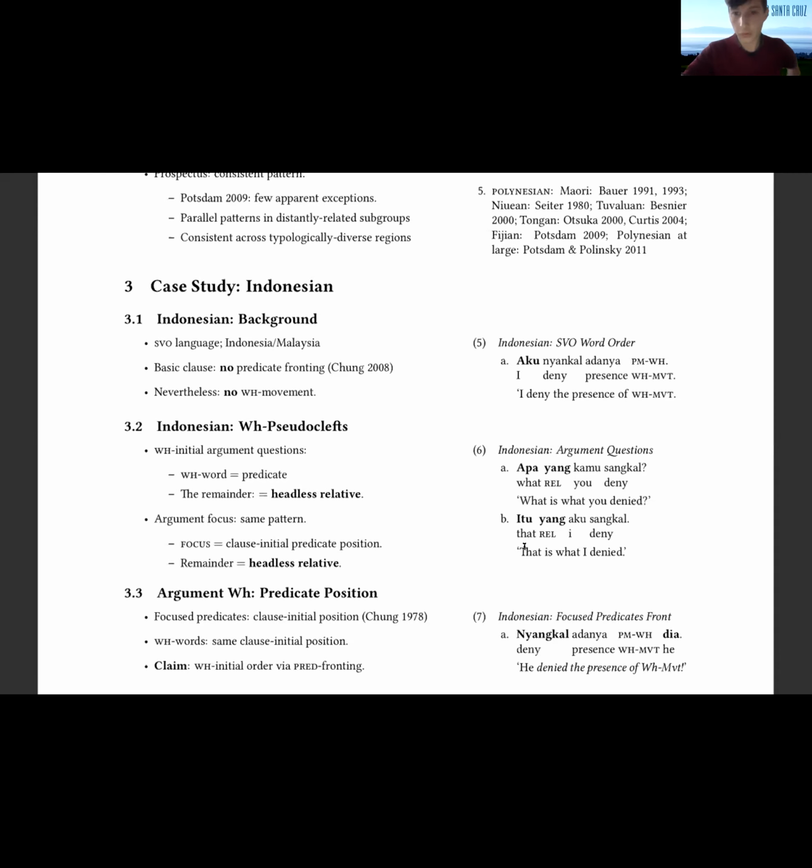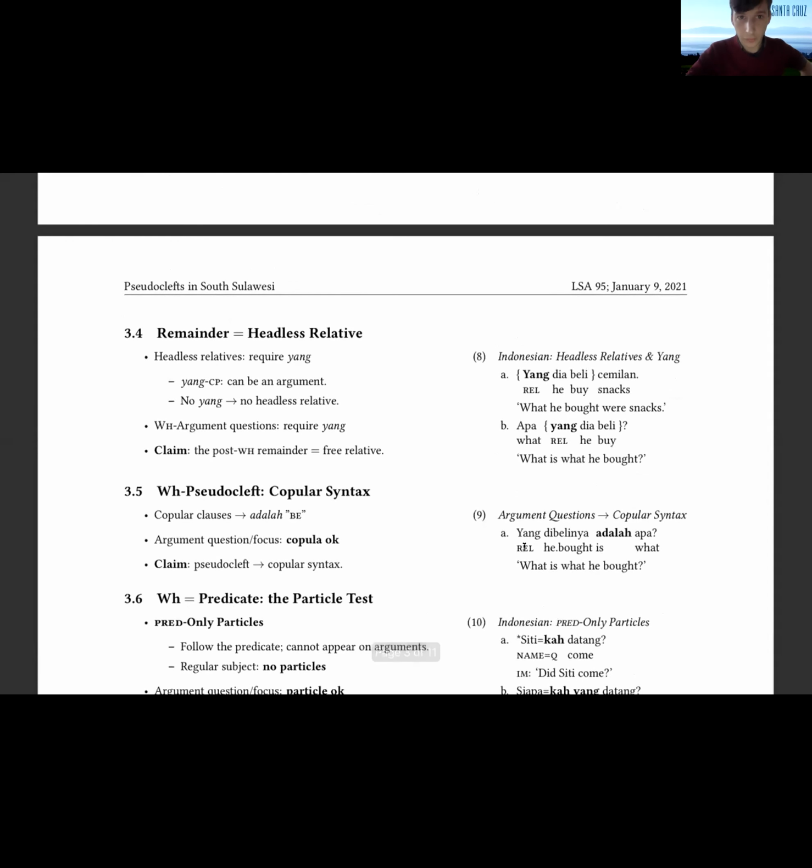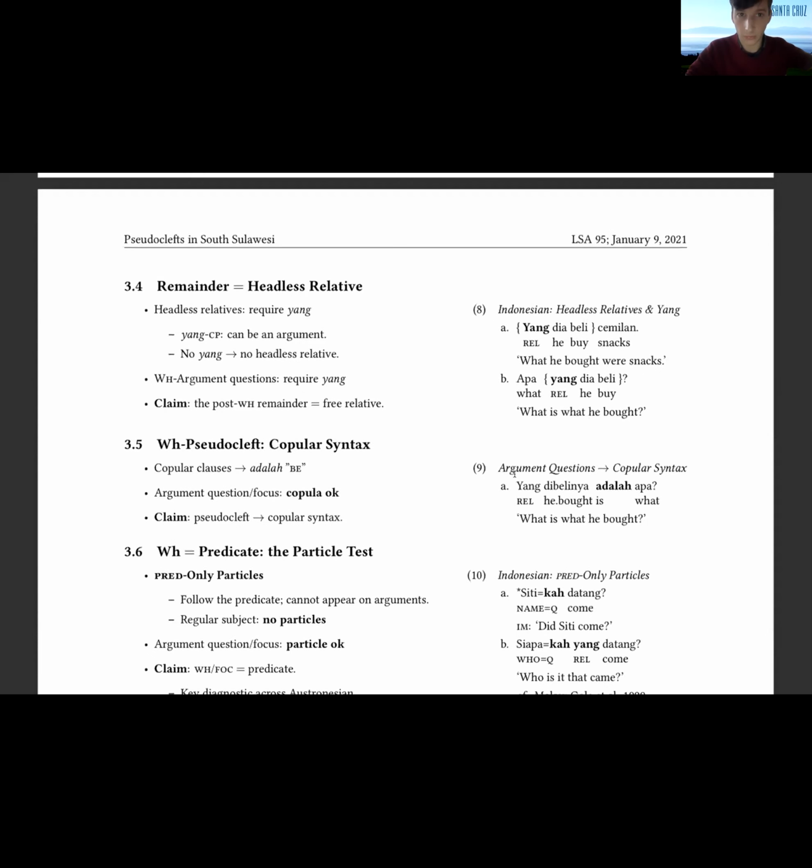The first thing is that the WH word and focus in these constructions occupy the typical position of focused predicates. In Indonesian, a focused predicate does appear in a clause initial position. So we could say the WH word and the focus in these constructions are just in the normal position of focused predicates. The surface morphology also tells us that this is a pseudocleft. Remember that WH questions employ a morpheme yang. That yang is the thing that heads free relatives in the language. So if you want to say what he bought were snacks, you employ the same yang. So we have a morphological parallel between free relatives and argument WH questions and argument focus constructions.